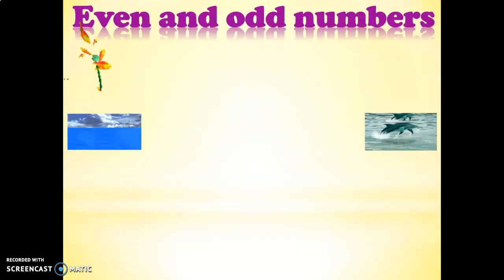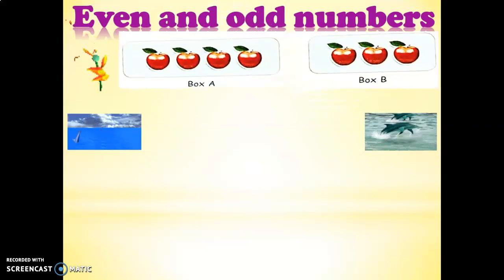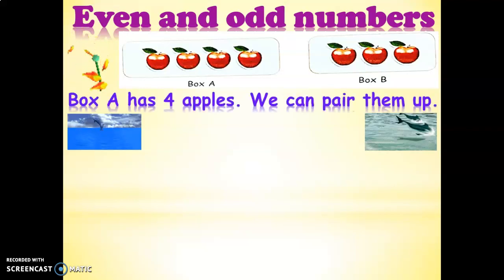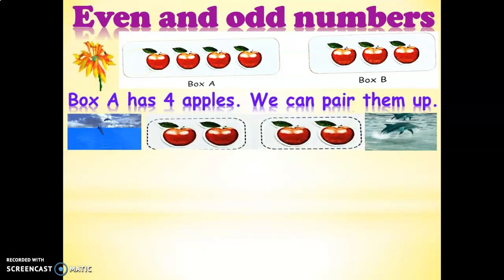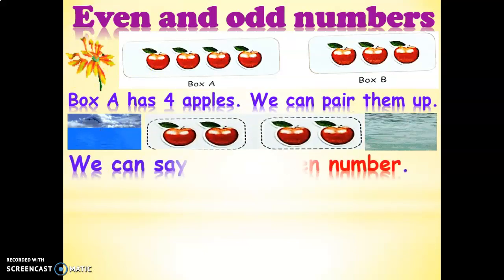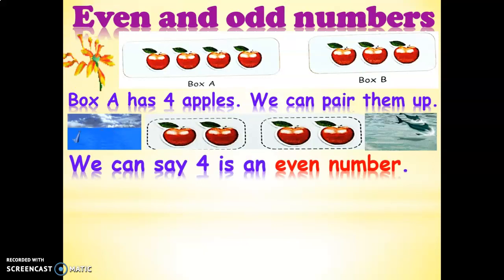Today we are learning about even and odd numbers. Now to give you an example of what even and odd numbers are, let me show you this picture. So we have box A and box B. From box A, you can see that there are 4 apples. We can pair them up. Now, to make a pair means to have a group of 2 objects. So from box A, if we try to pair them up, we will have 2 pairs of apples.